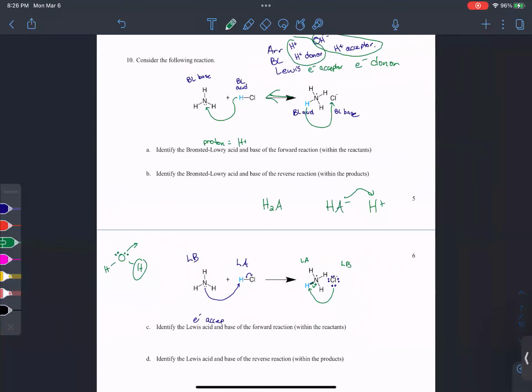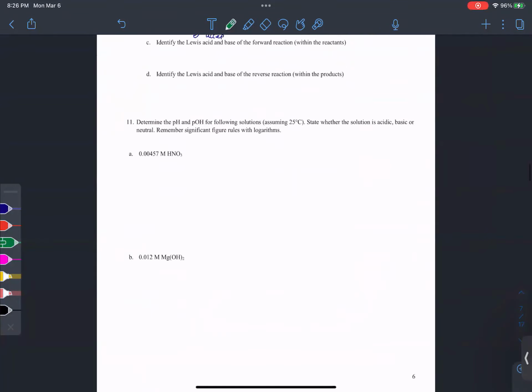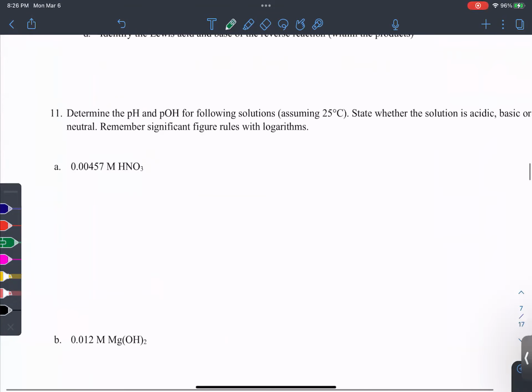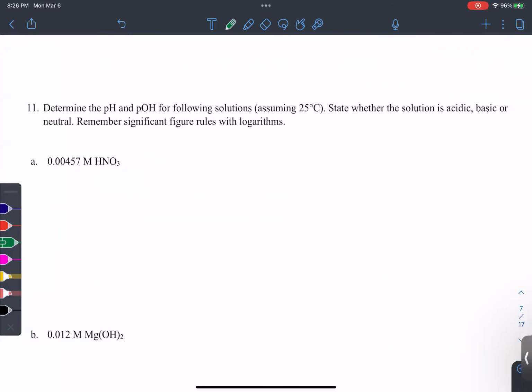Okay, all right, so 12. Actually, let's just talk through some of these pH calculations. Let's determine the pH of the following solutions.